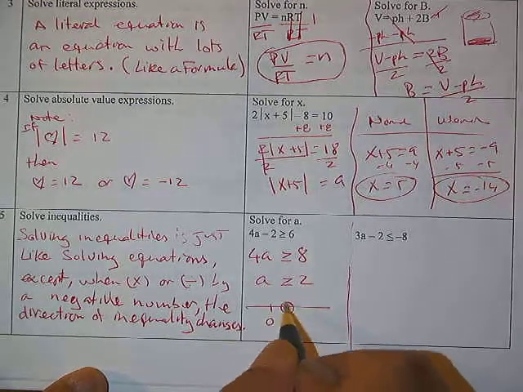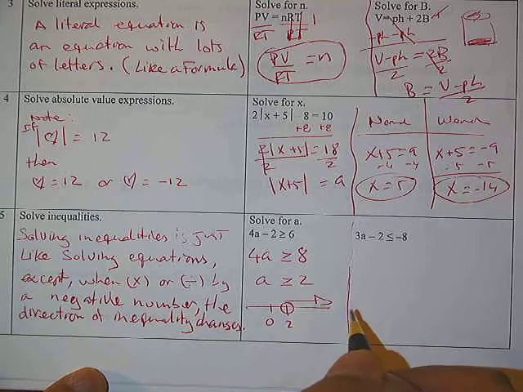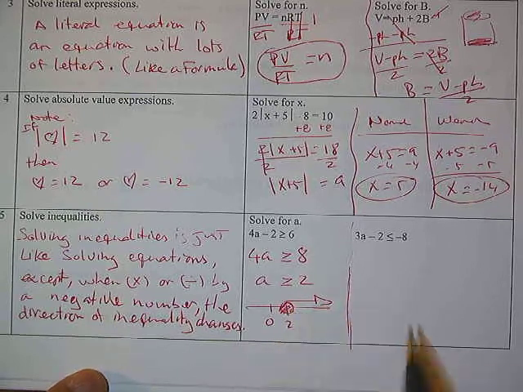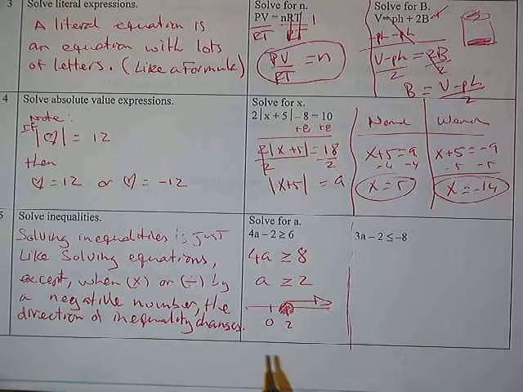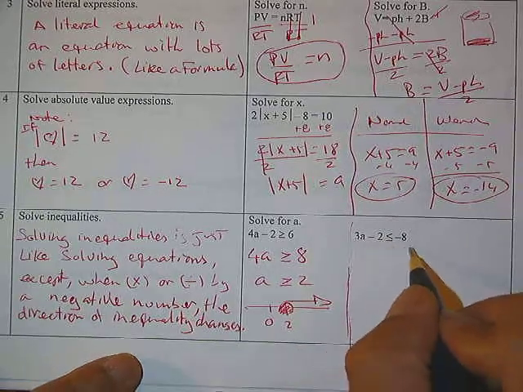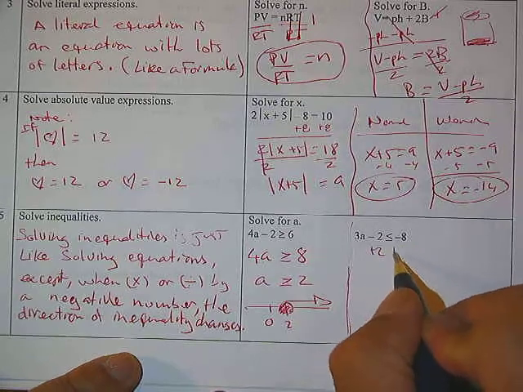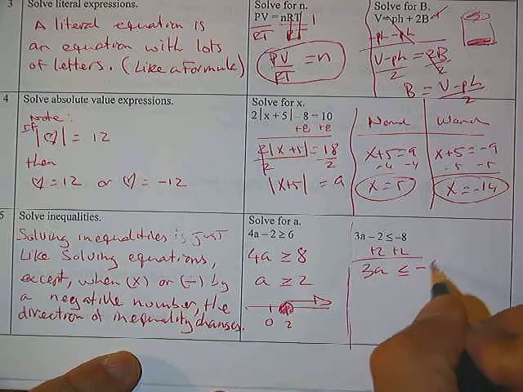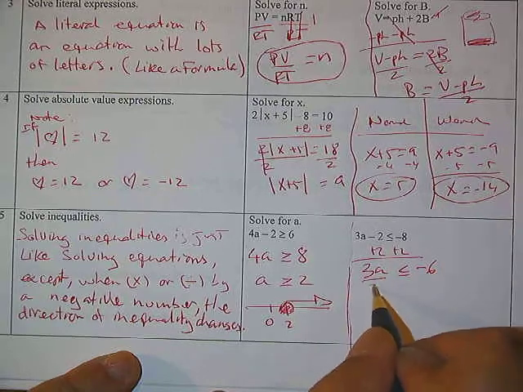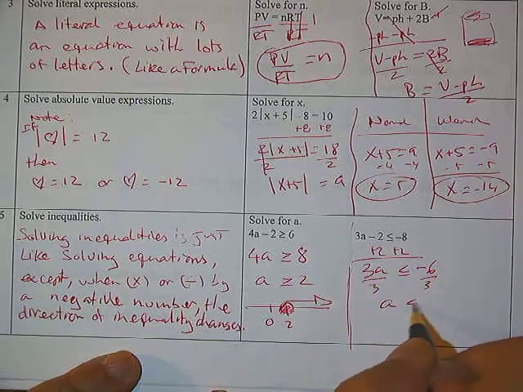So for this one, we might want to start by adding 2 to both sides, and 4a is greater than or equal to 8. Divide both sides by 4, a is greater than or equal to 2. So this is 0, and this is 2. It's all numbers to the right of 2, including the 2. So there's the graph on the number line.